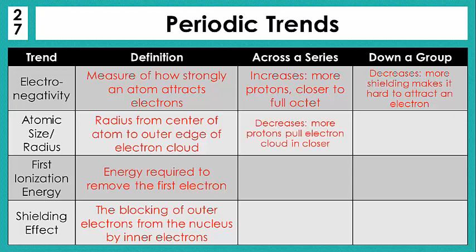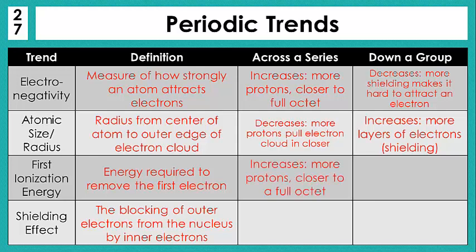Atomic size, as we go across a series, there's more protons that are pulling the electron cloud in closer. So because there's that stronger attraction, it moves in closer, and they get smaller. As you go down a group, down a column, we're getting more layers of electrons, so the size is going to get bigger. First ionization energy is going to increase as we move across a row.